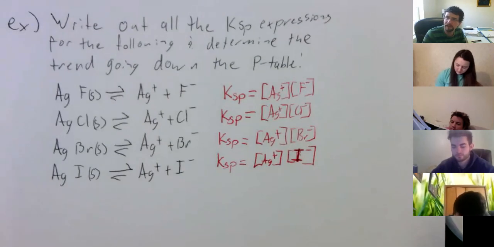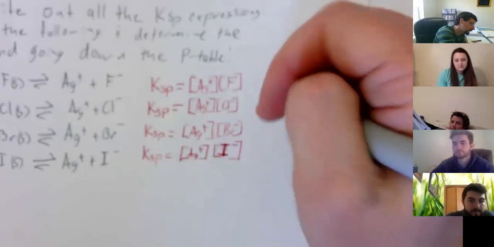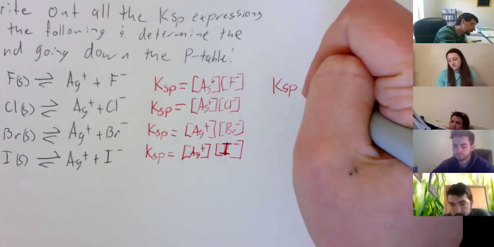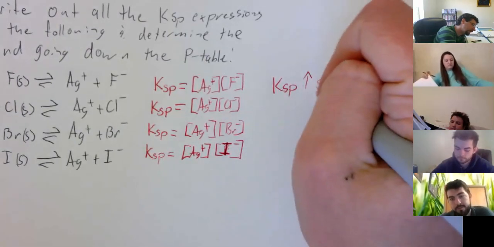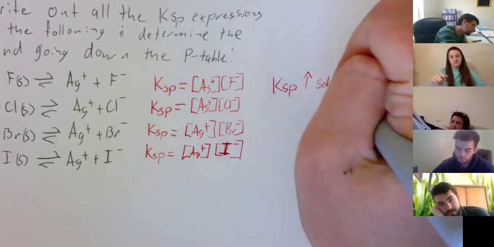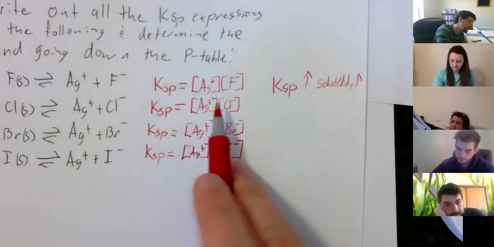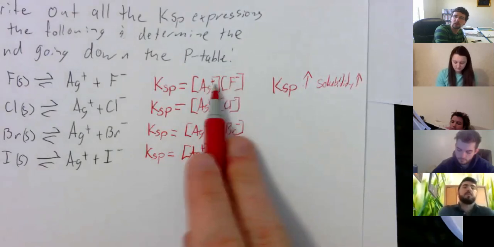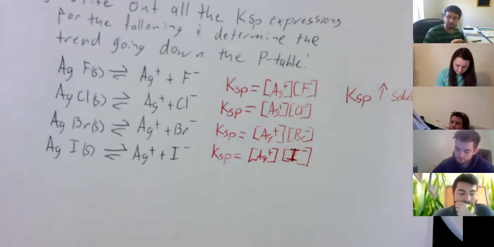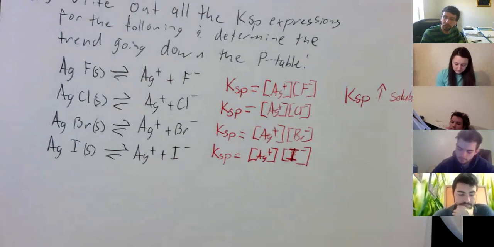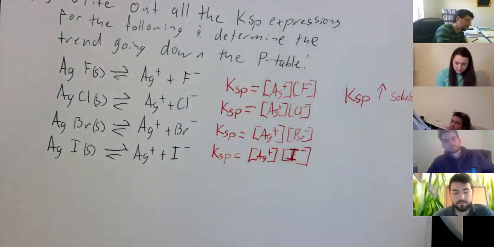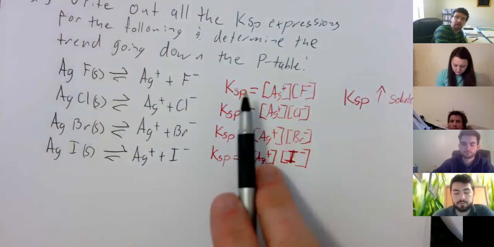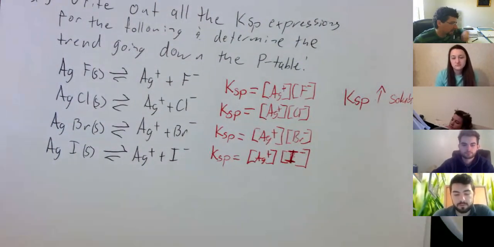Now what we have to do is determine which one will be the most soluble. And what was the relationship with KSP? As KSP increases, what happens to solubility? It increases. Yep. Because this expression gets larger, that means there's more of this in solution. Which of these do you think is going to have the highest and which the lowest?